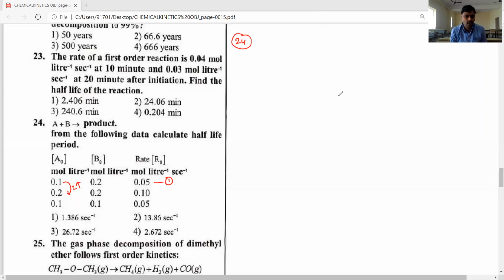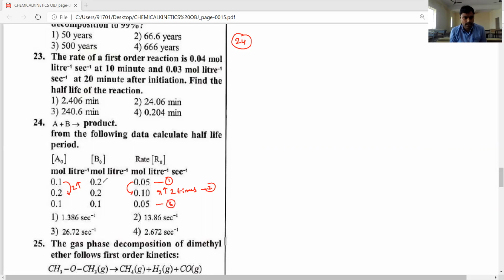Concentration of A is increased 2 times and the rate is also increased 2 times. Okay, let it be this equation 2. Now let's see equation 3.